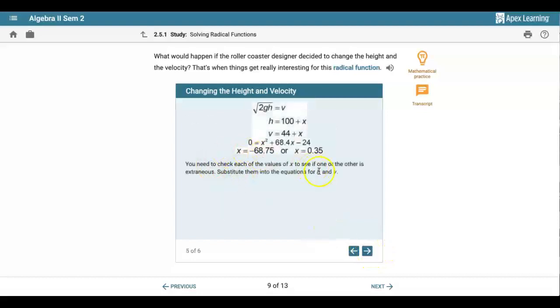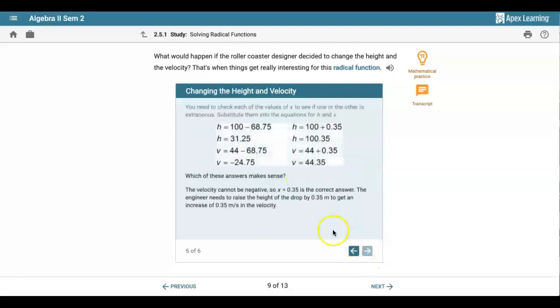First off, we need to check the values to see if one or the other is extraneous. We just substitute them in for h and for v. Obviously here, the velocity can't be negative. So when we have this negative 68 value, it gives us a negative velocity. So obviously that is not a correct value. That means this negative 68.75 is an extraneous solution, or an extraneous root.